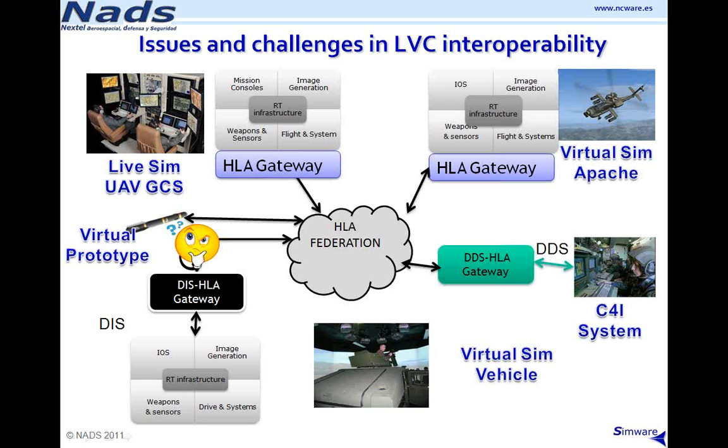The HLA gateway of each simulator is only designed to deal with a small subset of data and capabilities, mainly related to interoperability at a system level. Therefore, the reusability of this federation will be very limited, and a lot of effort will be required to update it to new requirements.